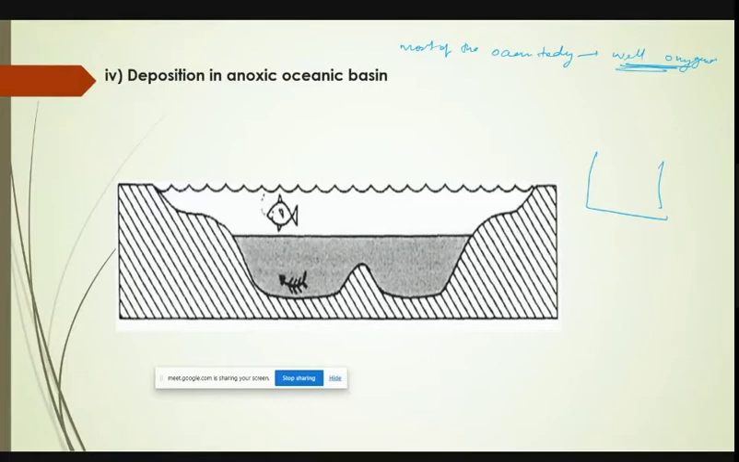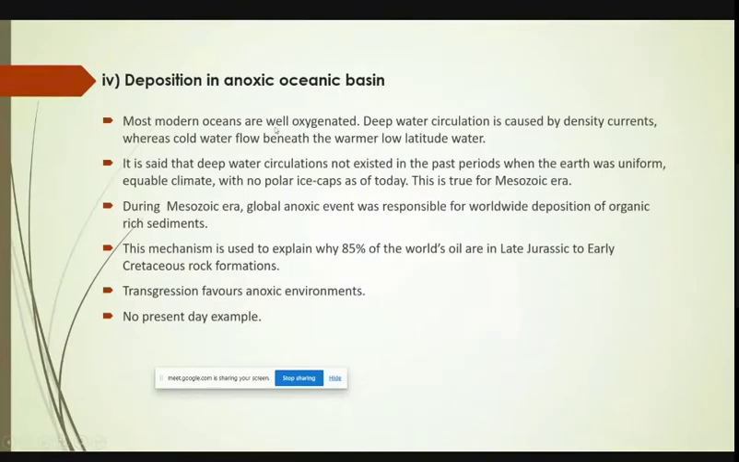But in the past, what happened is deep water circulation was restricted. Okay, and this event occurs mainly during the Mesozoic period. Most modern oceans are well oxygenated. Deep water circulation is caused by density currents, where cold water flows beneath the warmer low latitude water. So deep water circulation was not there in the past periods, mainly during the Mesozoic, and there were no polar ice caps as we have today at the North Pole and the South Pole. So in the Mesozoic era, most of the oceans were anoxic, like there was no oxygen. If there is no oxygen, then whatever is deposited there will get preserved. So a lot of preservation occurred in that way, and this is the reason why we find a lot of oil and gas source rock of Mesozoic age.